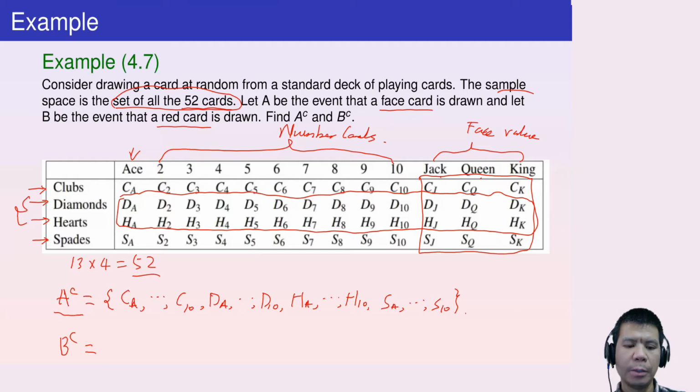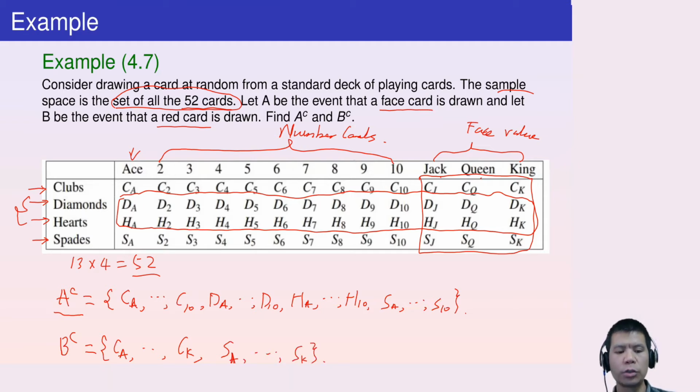Similarly, we can find the B complement. B is the event that a red card is drawn. So the complement of B is what? It's going to be not red. Not red can be what? Clubs and spades. So we know that is CA through all the way to CK, club king. So they are all not red. And similarly, we have spade ace till spade king. So this is going to be not red, which is the complement of B.